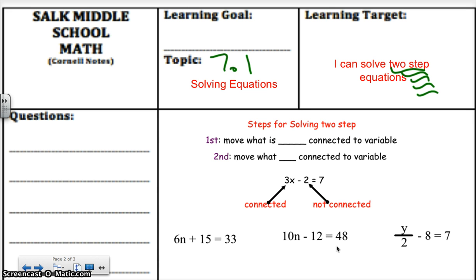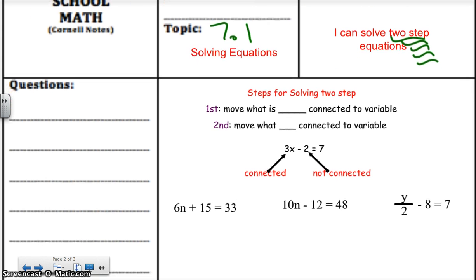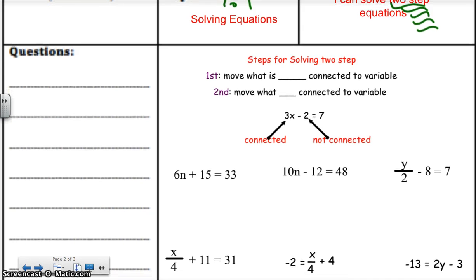That means you need to do two things to get the variable by itself. You have learned this before. It is review. But tomorrow we will bump it up to multi-step equations. Steps for solving two-step equations.